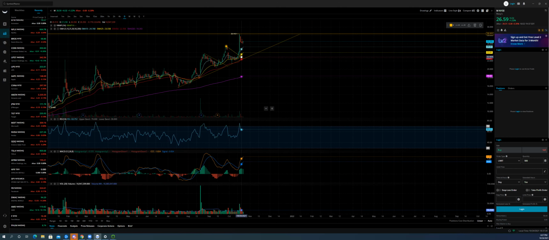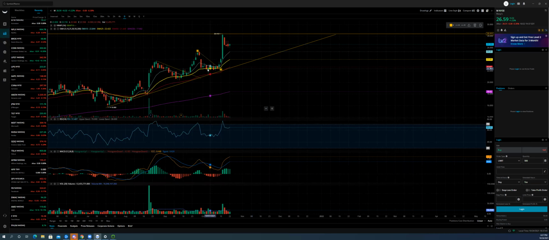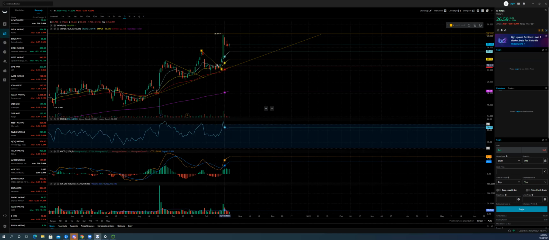So right here would have been perfect. Right here would have been perfect as well. Once you saw this little peak right here, go ahead, draw your trend line coming across, take an entry here. And this is around $23, right? And it pushed up to 28.